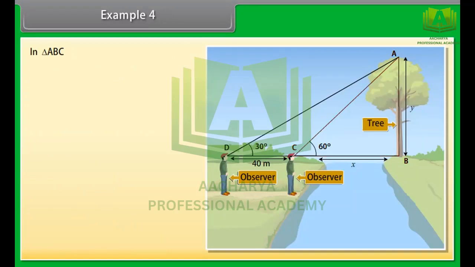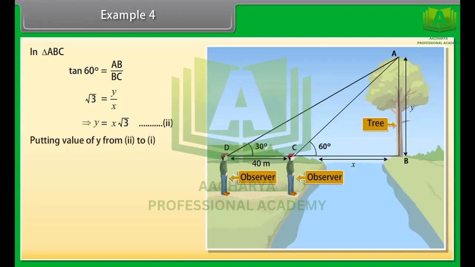In triangle ABC, tan 60 degrees is equal to AB upon BC, that is, square root of 3 equals y upon x, which implies y is equal to x into square root of 3, equation 2. Putting the value of y from equation 2 into 1, we get x plus 40 is equal to x into square root of 3, whole into square root of 3, which equals 3x.